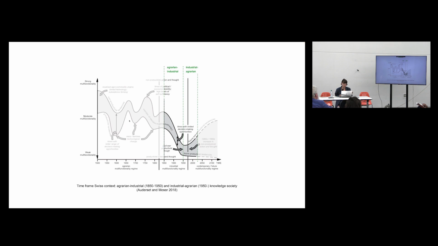As I work on Switzerland, I frame the research from 1850 up to today. The Swiss Rural Archives calls this the agrarian industrial period, and later, from the 50s on, the industrial agrarian period.